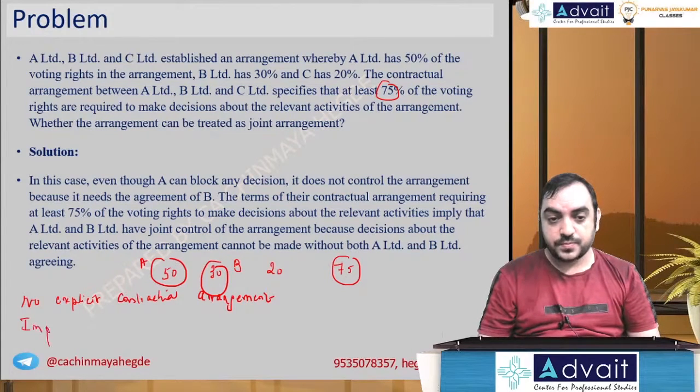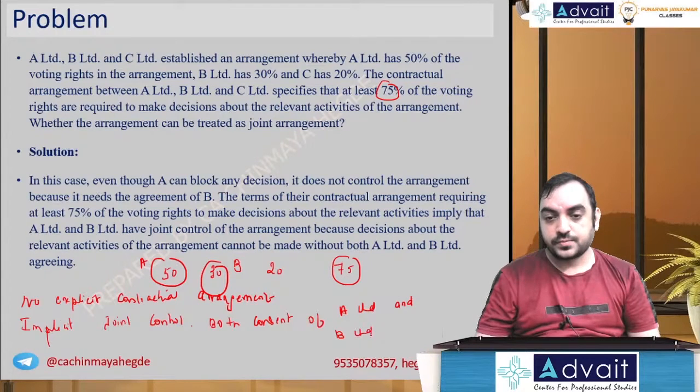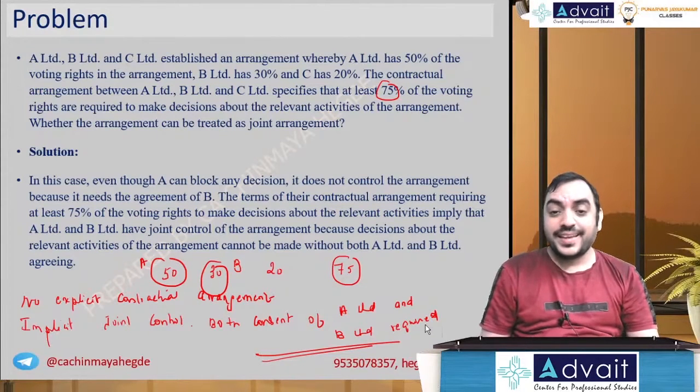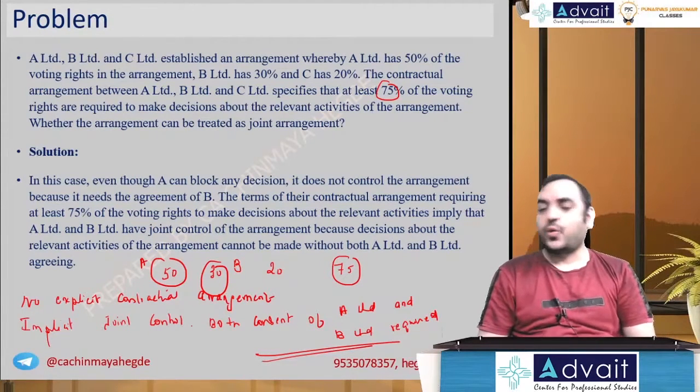So, there is implicit joint control because the consent of both A Limited and B Limited is required.